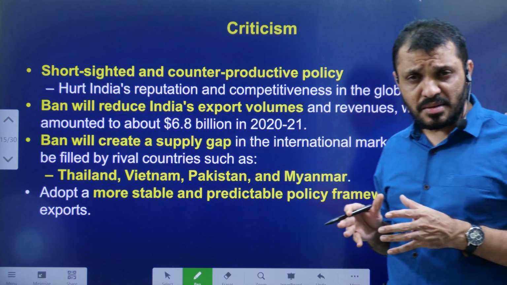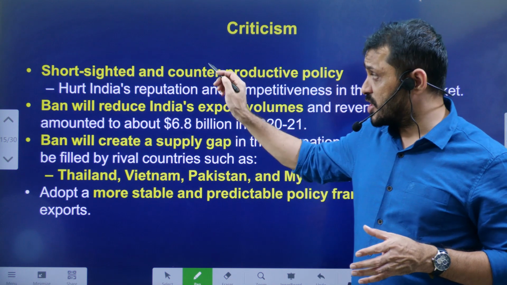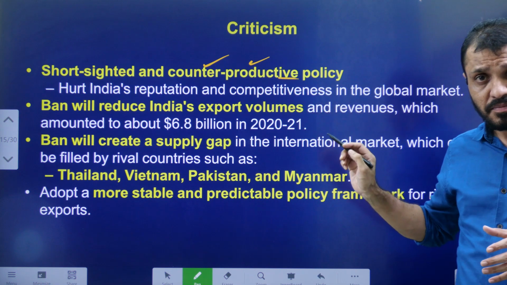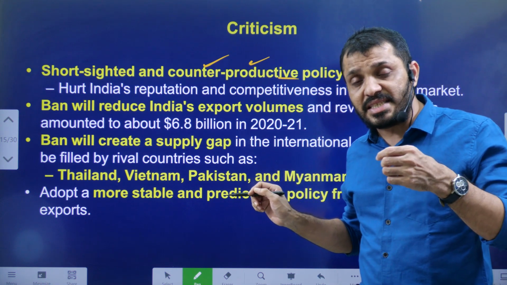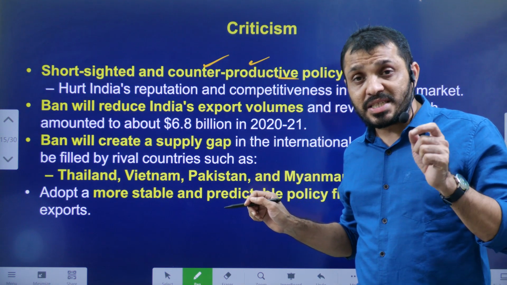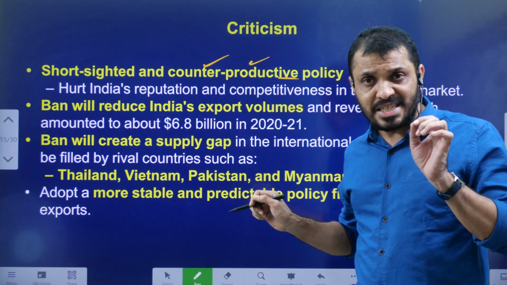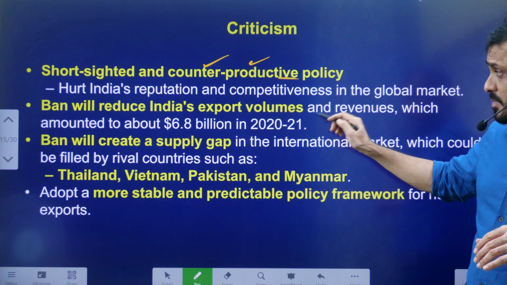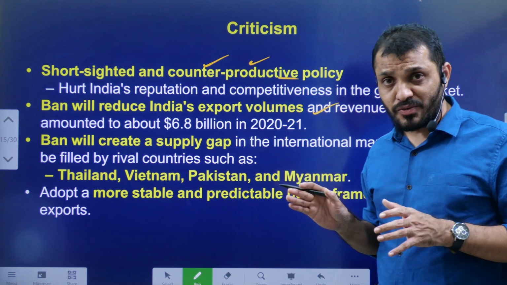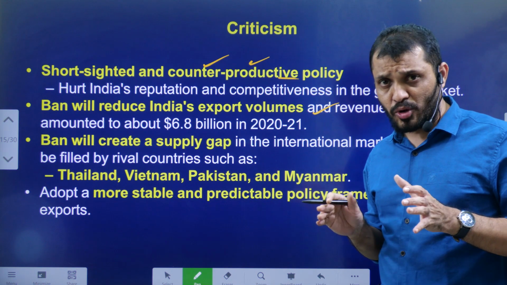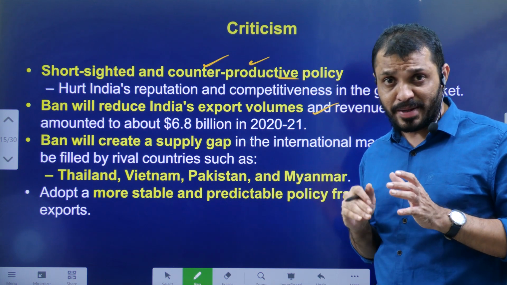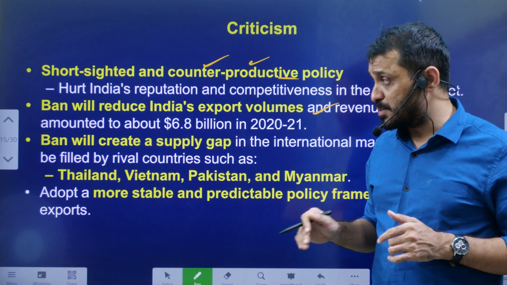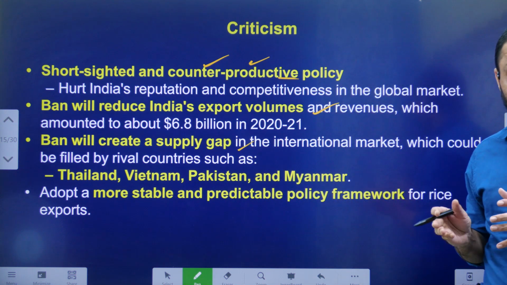Criticism: the first criticism is it is a very short-sighted and counterproductive policy. Rather than the government increasing the supply of rice, you are restricting the rice export. That means it is short-sightedness and it is not good for the long term. Second, it will reduce India's export volume. Whatever that amount is, definitely the rice exports will be reduced because of this minimum export price, and it will create a supply gap.